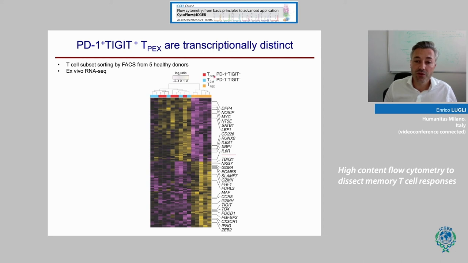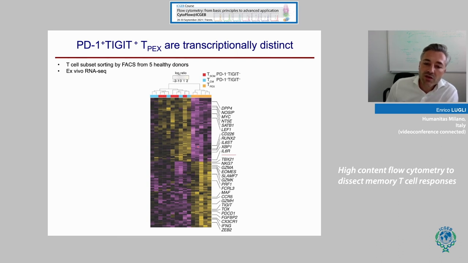So when we sorted central memory cells or stem cell memory cells on the basis of previous gates, but depleted of the PD-1 positive and TIGIT positive population, which is now called TPEX, we couldn't see differences anymore at the transcriptomic level. So actually the difference that we ascribed in the past to stem cell memory and central memory cells was actually due to a contamination of a population that we could not identify 10 years ago because of the limit of the technology.